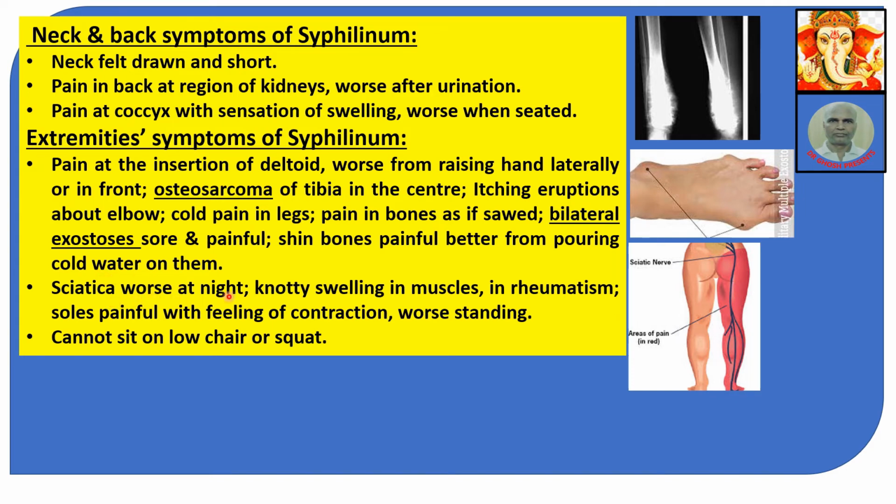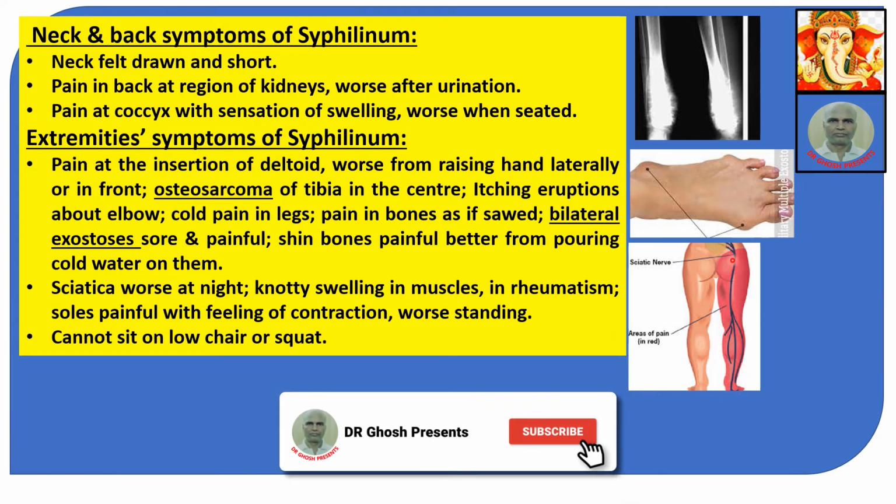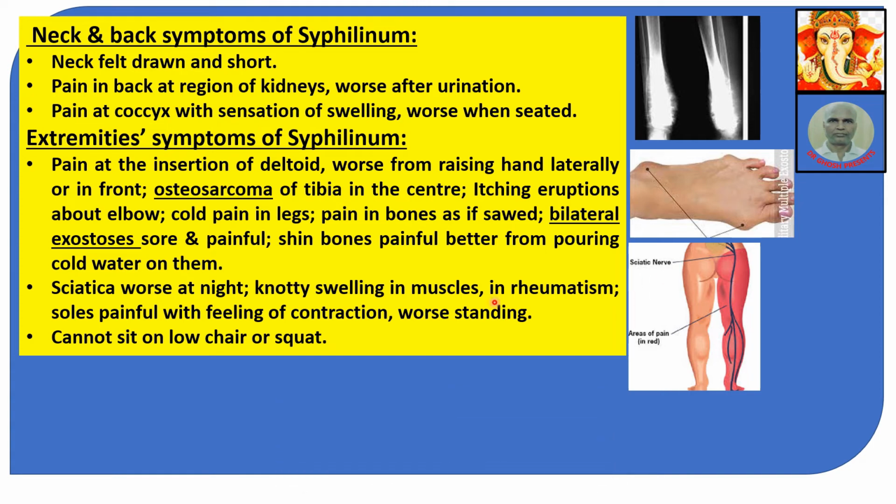Sciatica, worse at night. This is the sciatic nerve. The sciatic nerve runs from hip to heels. This is the longest, thickest and toughest nerve in the body. The pain of this nerve is called sciatica, the disease. Worse at night, knotty swelling in muscles, in rheumatism.